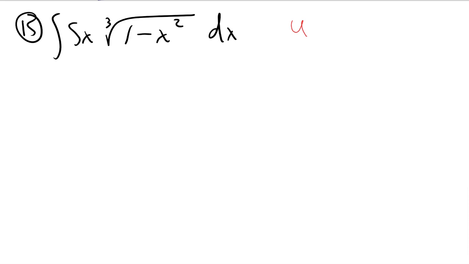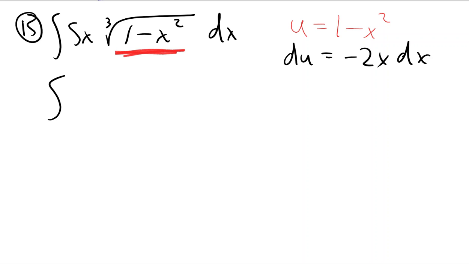I would think that 1 minus x squared should probably be your u, because it's stuck under the cube root. And so that makes du be negative 2x dx. So this could be the cube root of u. And the other replacement I need to make is 5x dx. Well, du is not 5x dx, it's negative 2x dx.